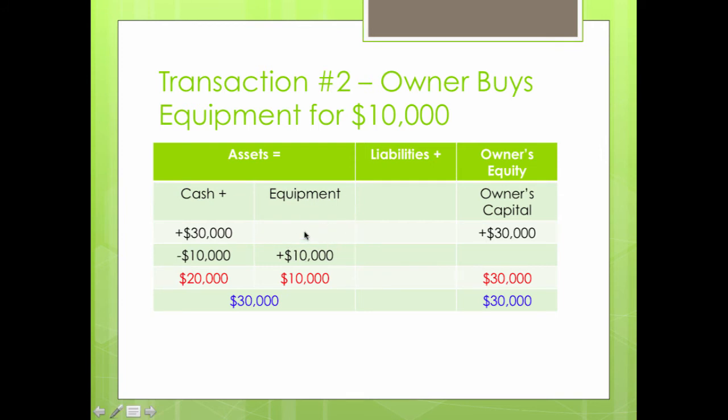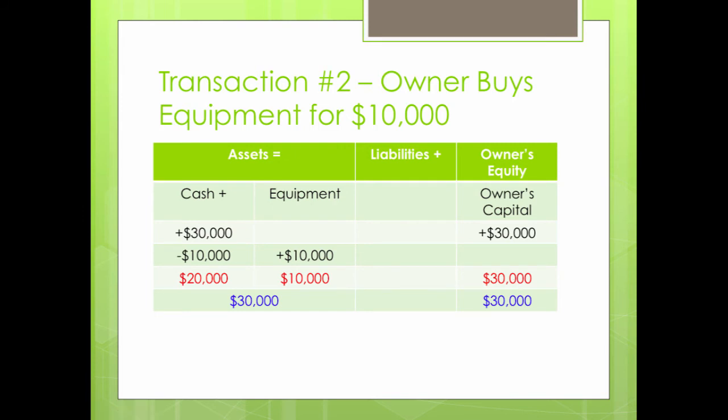Equipment, we started with 0 equipment. Now we bought $10,000 worth of equipment, which is an asset. So our equipment account is going to be at 10,000. Nothing is happening with liabilities yet. We're not paying anybody. We're not owing any money to anyone yet because we paid it with cash. And under owner's equity, under owner's capital, nothing happened. It did not affect this transaction. So we keep it at 30,000 for the balance on owner's capital.